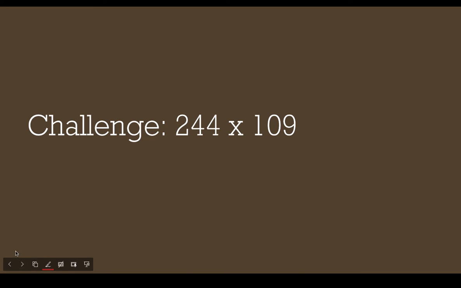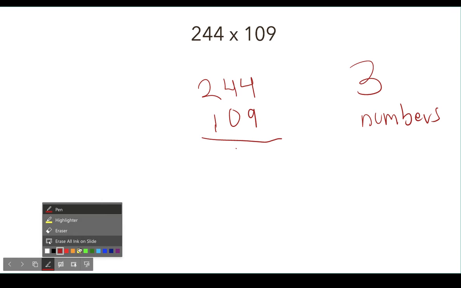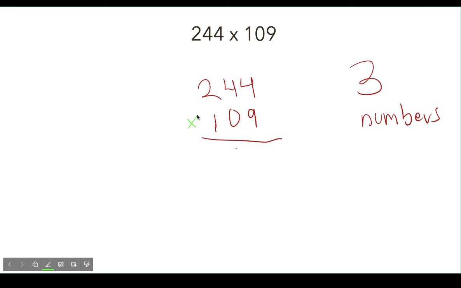Challenge. Solve on your own. 244 times 109. Obviously, this is a challenge, so if you don't want to solve it on your own and think it's a bit hard, it's okay. But let's just quickly talk about this. Since we're multiplying by 3 digits instead of 2, now we're going to have 3 columns. So 3 numbers. So now that we have 3 numbers, let's solve.